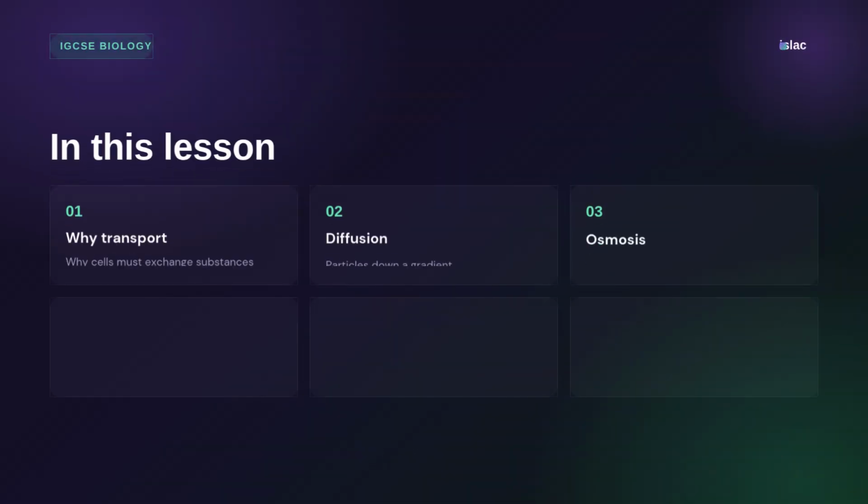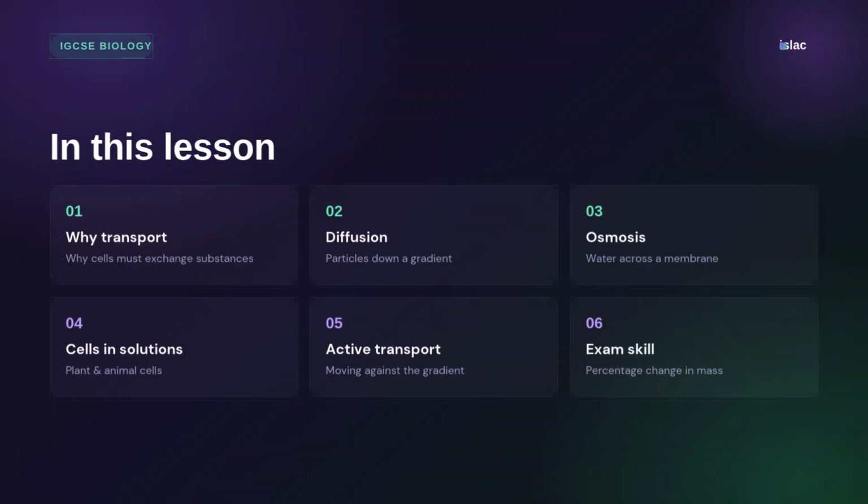Here's the plan. Why cells need transport, then diffusion and what changes its rate, then osmosis and water potential, what happens to plant and animal cells in solutions, active transport, and calculating percentage change in mass.